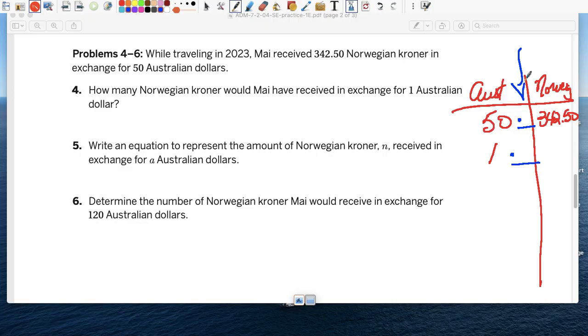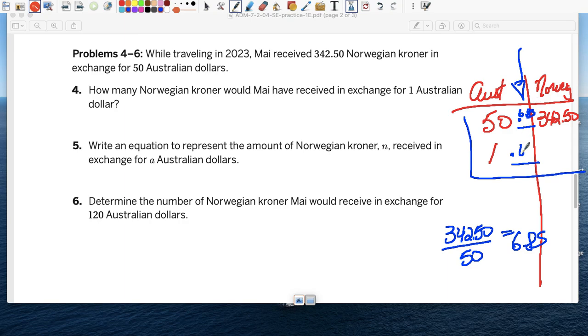That's our constant of proportionality, that number right there. So let's find it. How do I find that number? Well, I'm going to take 342.50 and divide it by 50, which should give 6 something. 342.50 divided by 50 is 6.85. So if you have 1 Australian dollar, 1 times 6.85 is 6.85.